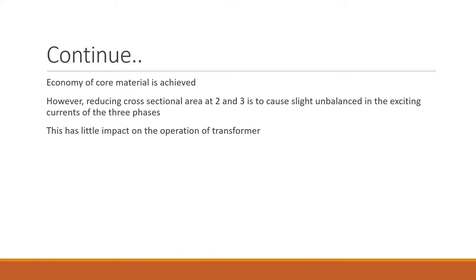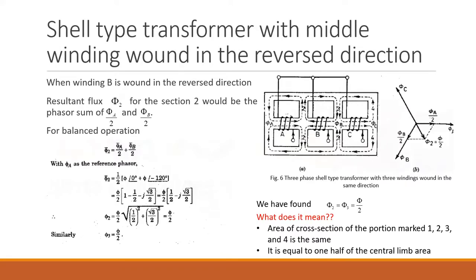If there is unbalance in exciting current, it is going to create some problem, but practically it is found that its impact on the operation of the transformer is quite low, so it can be neglected. So if we go with this type of construction in the case of the shell type transformer, what can you achieve? You can achieve economy of the core material. And economy of the core material means you are in a position to reduce the cost of the transformer.